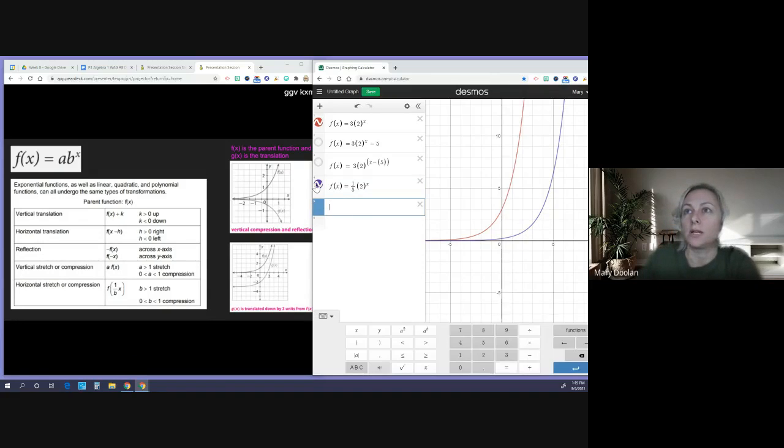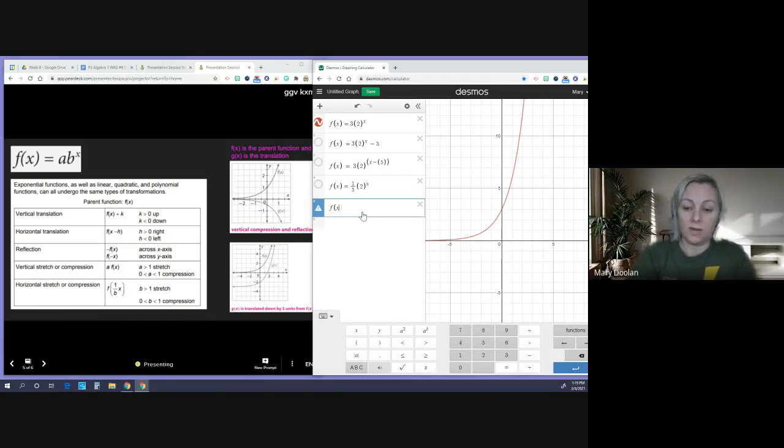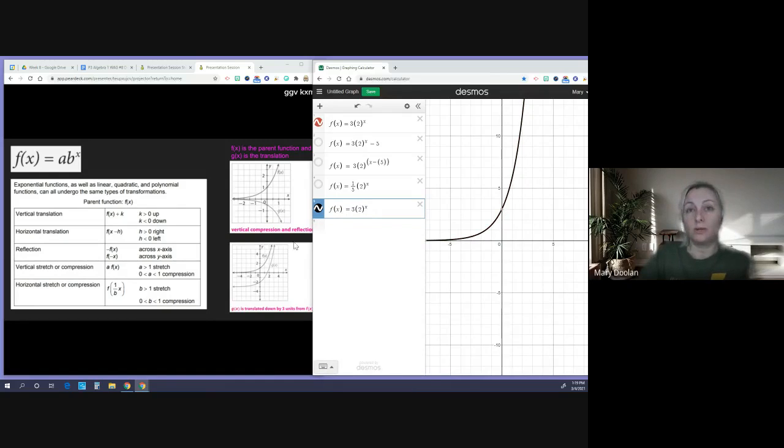And the last one we're going to look at here is a horizontal stretch or compression. So horizontally, left to right, that's stretching it or compressing it. What does that look like? So f of x, I'm writing the parent function again. There's the original parent function. This time it's in black. It's just overlapping the red one at this point.